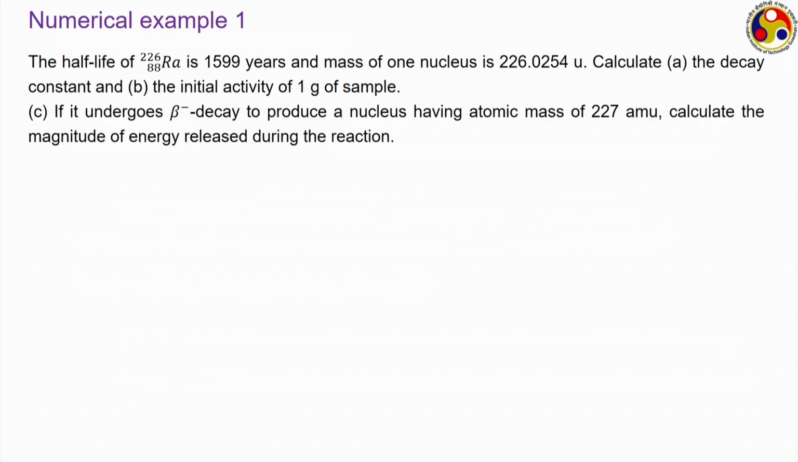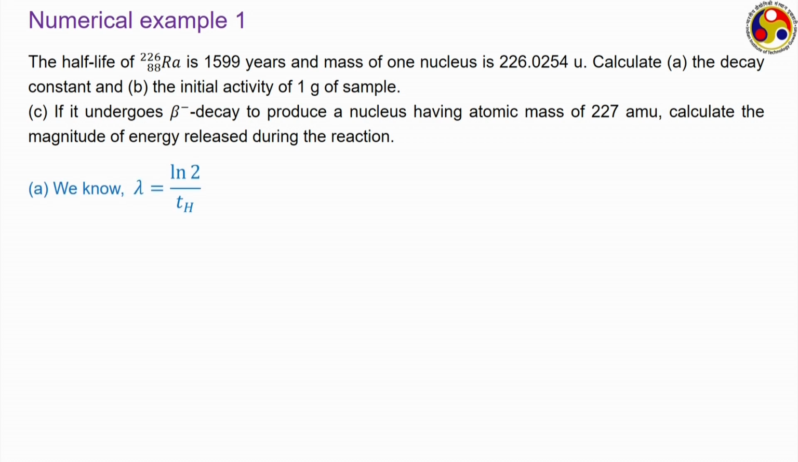So, let us go to some numerical examples. Our first example corresponds to the radium isotopes. Just read the problem. We have radium 226 isotope, which is having a half life of 1599 years, and the mass of one nucleus is given. You have to calculate the decay constant and the initial activity of 1 gram of the sample. I shall be coming back to the c part afterwards.